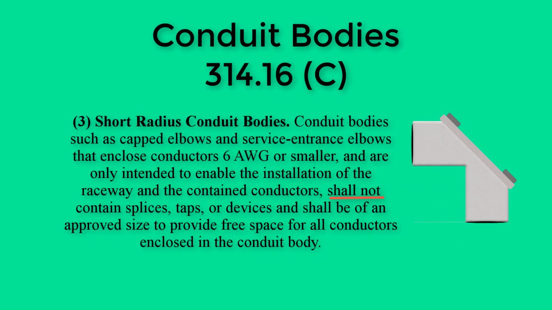Short radius conduit bodies, such as pulling Ls, are not allowed to contain splices. Article 314.16(C)(3) states, conduit bodies such as capped elbows and service entrance elbows that enclose conductors 6 AWG or smaller, and are only intended to enable the installation of the raceway and the contained conductors, shall not contain splices, taps, or devices and shall be of an approved size to provide free space for all conductors enclosed in the conduit body.